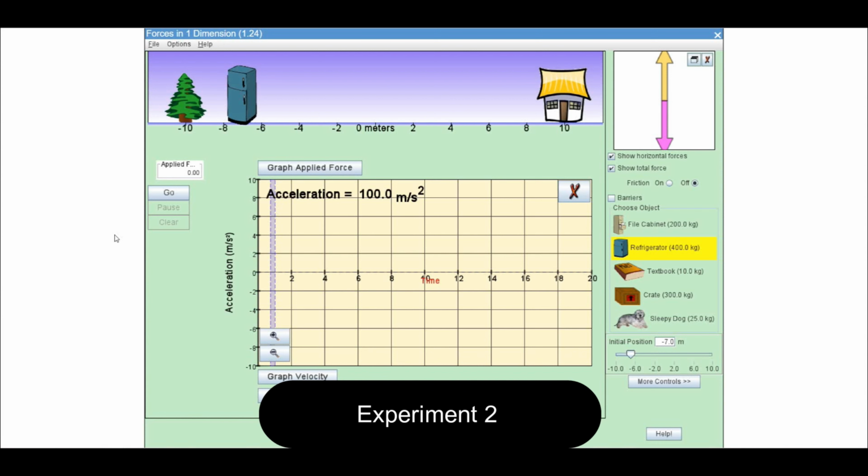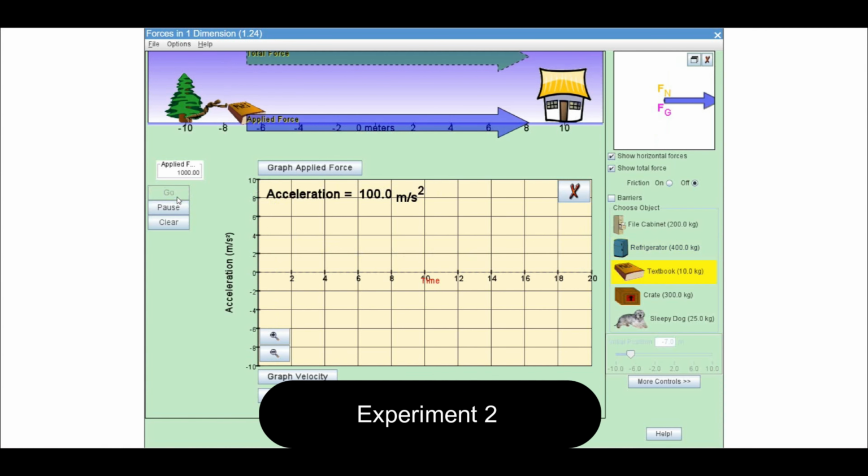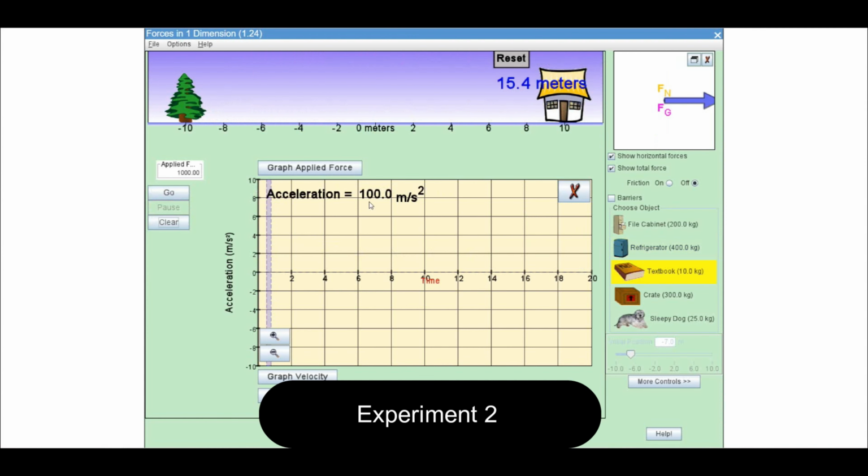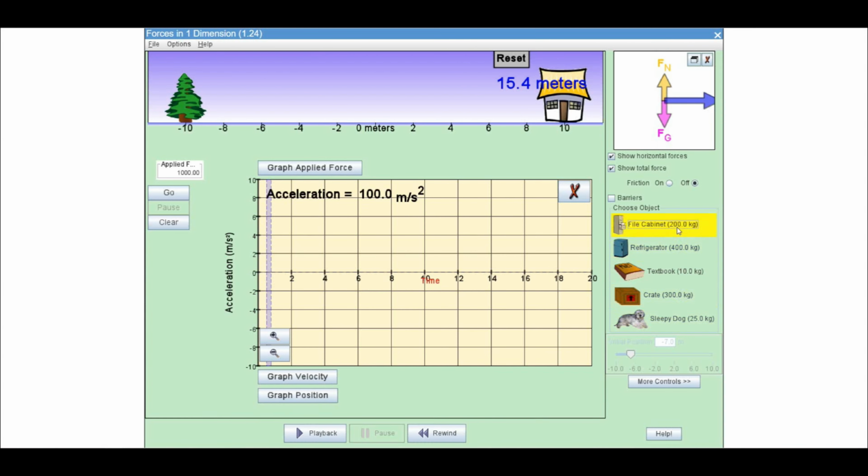For experiment 2, we want to see the relationship between mass and acceleration. In this experiment, the force is kept constant at 1000 Newton. The mass of the object depends on the object used. First of all, choose the object, for example textbook, and start the simulation. The acceleration is recorded and the experiment will be repeated by using different objects such as sleepy dog, crate, refrigerator and file cabinet.